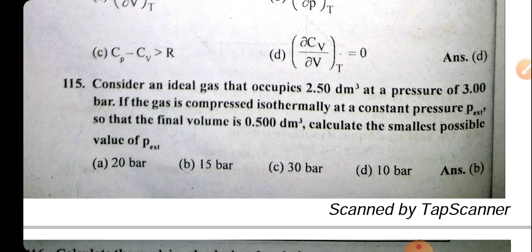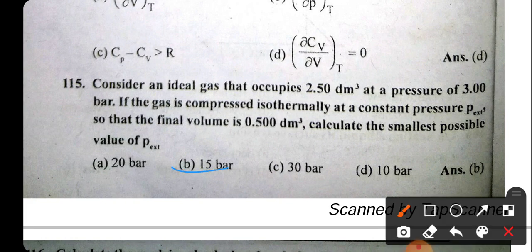If the gas is compressed isothermally at a constant external pressure, P external, so that the final volume is 0.500 dm³, calculate the smallest possible value of P external. Option B will be the right answer, that is 15 bar.